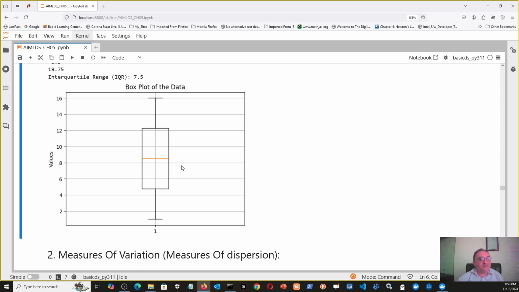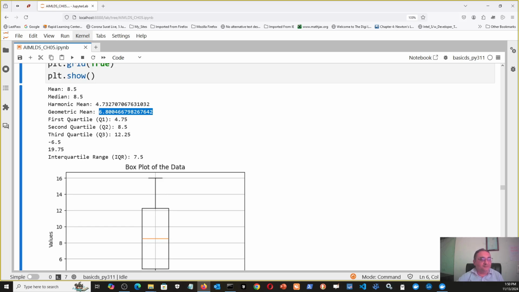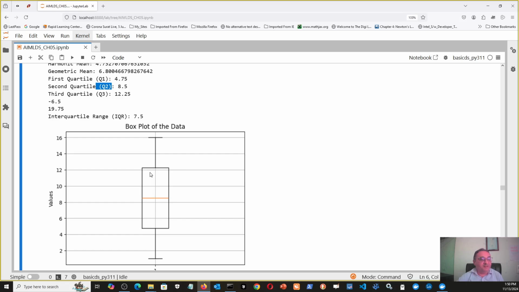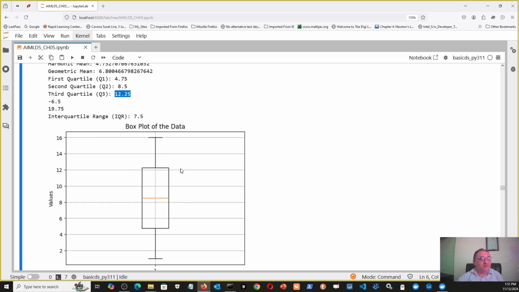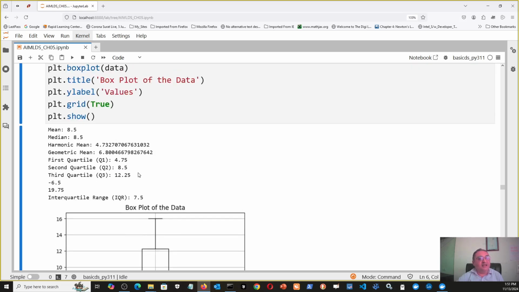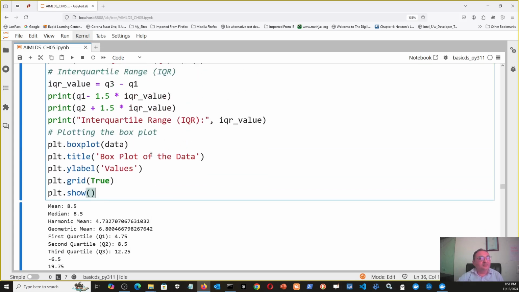So that means 25% of the observations are below it, and this second quartile is 8.5 point. So that means this point 8.5 is the median. So 50% of the observations are below it. Third quartile is 12.25. So this is that third quartile 12.25. 75% of the observations are below it. And then you are saying that this is the situation.